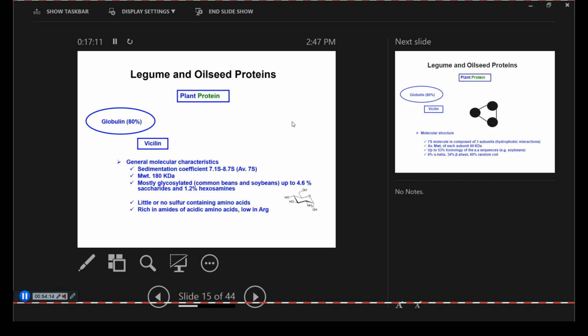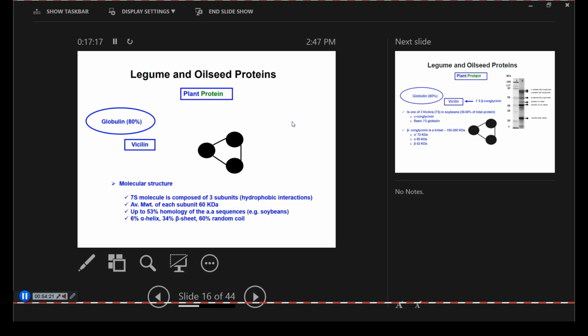So again, it's rich in amides of acidic amino acid and low in arginine in general. So the way it associates, it's a trimer, and on average each trimer is around 60 kilodalton, and hence the 180 kilodalton of the molecular weight. And they are associated with each other via hydrophobic interaction. So it's less complex of an oligomer than legumin.